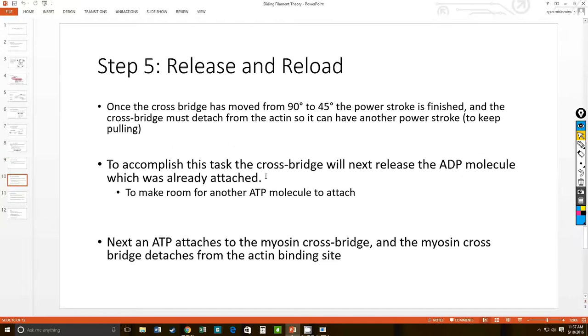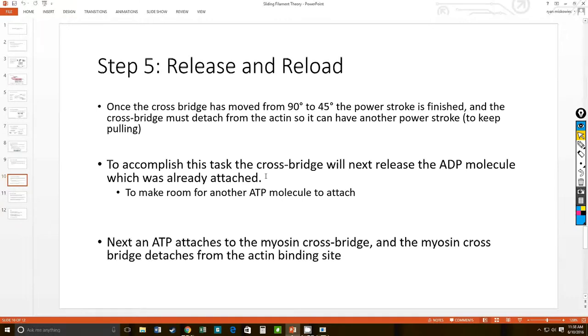So once the cross bridge has moved its orientation, once the power stroke has occurred, the cross bridge is basically done. It doesn't have anything else it can do at that point. So the only thing left for it is to detach from the actin and then try to grab on and create another power stroke. Think about rowing a boat. Once you pick your oar up, sink it into the water, pull, and the oars are in front of you now, well, you're done, right?